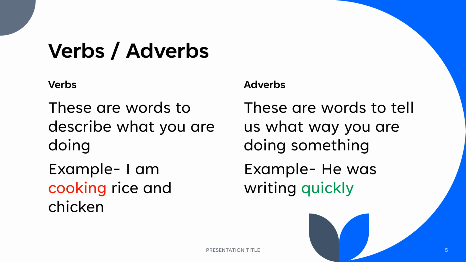Next, we have adverbs. These are words to tell us what way you are doing something, in what way. So another example, he was writing quickly. And I've highlighted the adverb in green, quickly, so you can make a note of it. And keep in mind, again, this is just to tell you in what manner someone is doing something, what way. You could also say he was writing slowly.